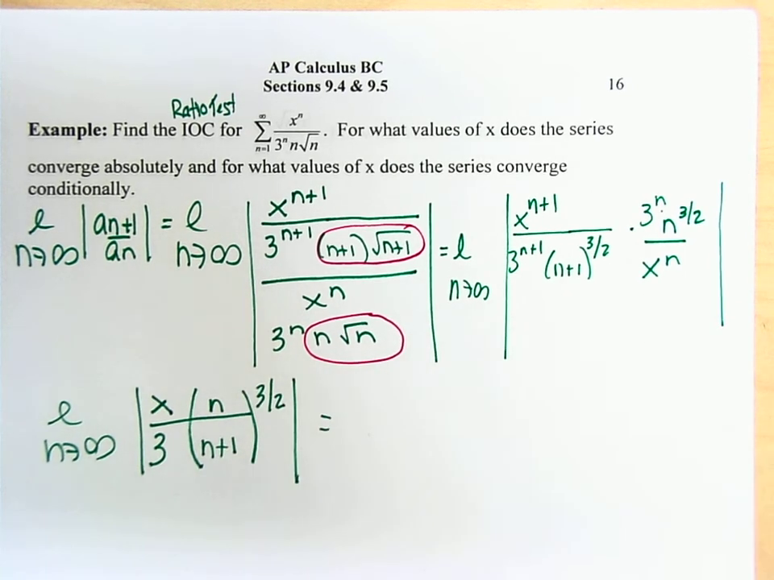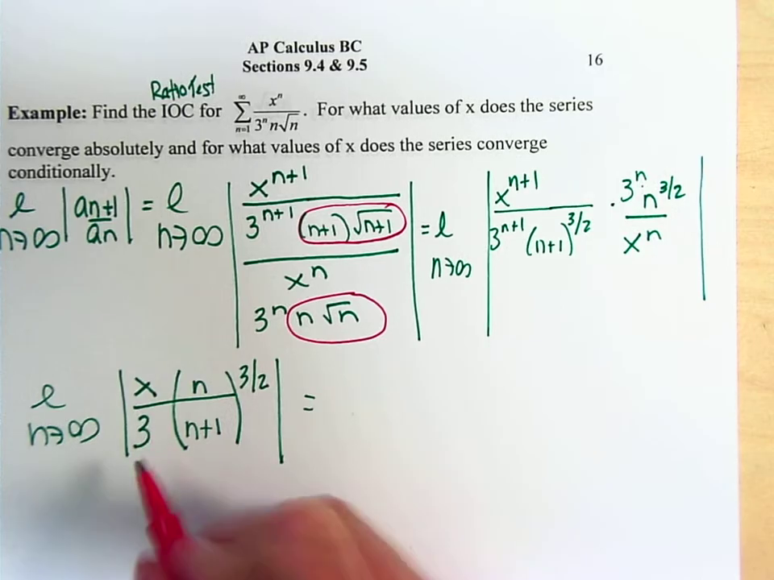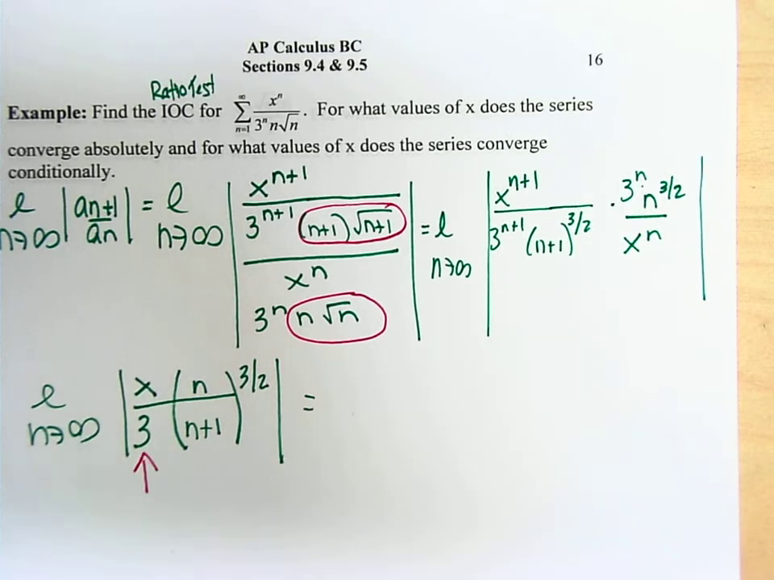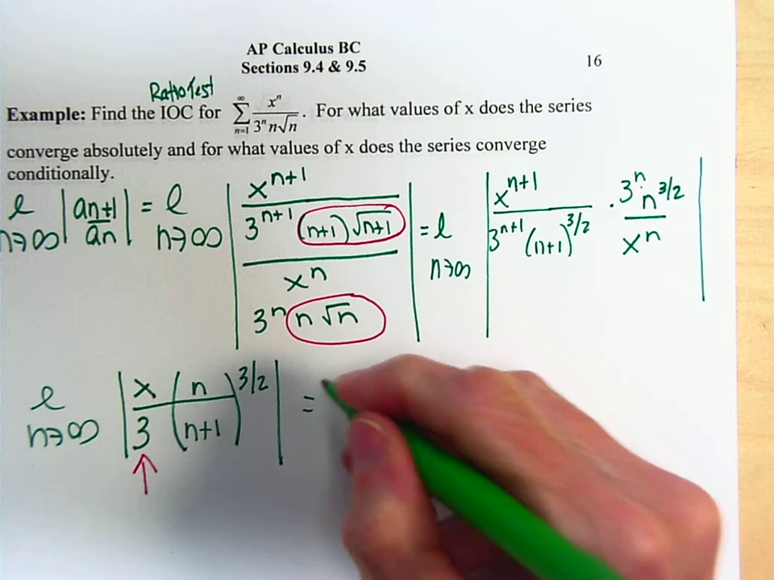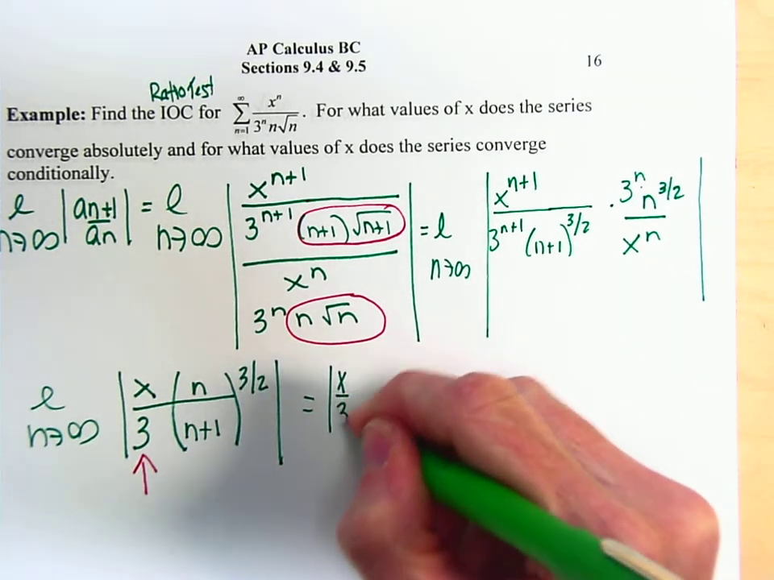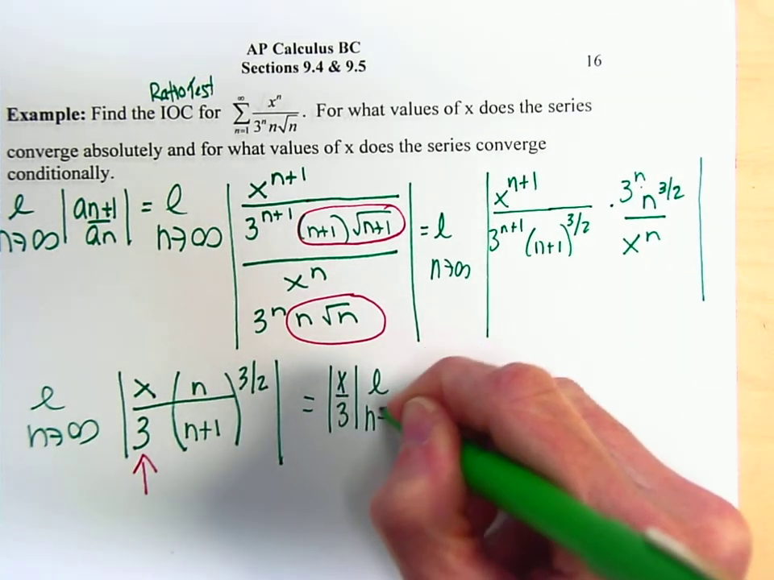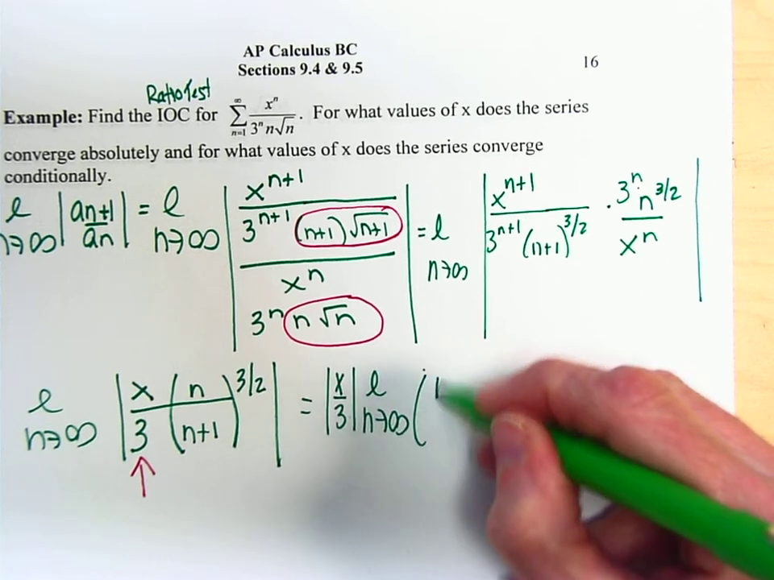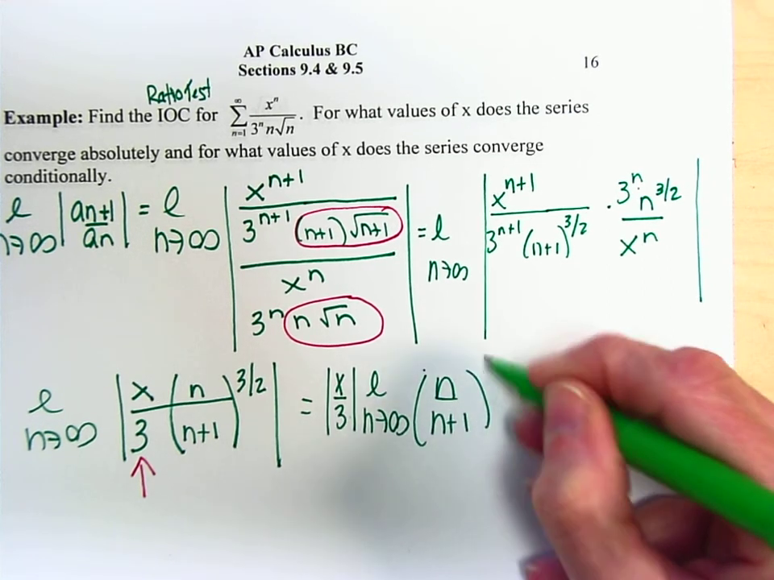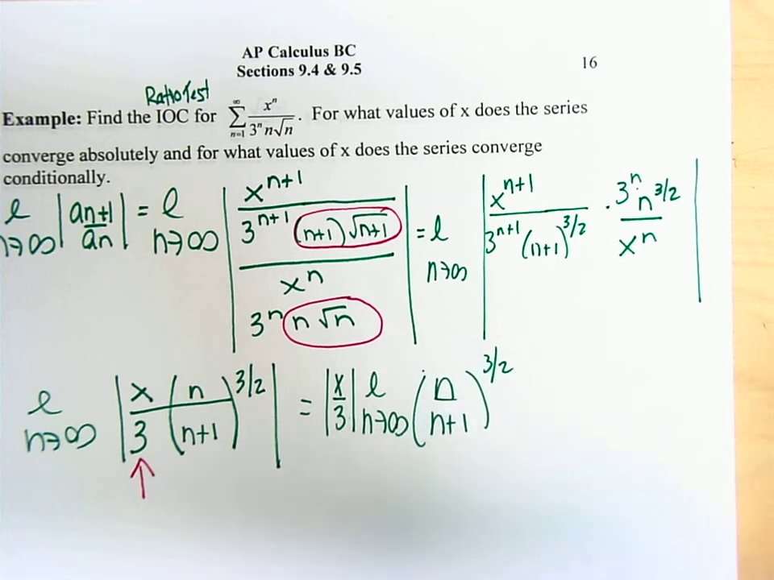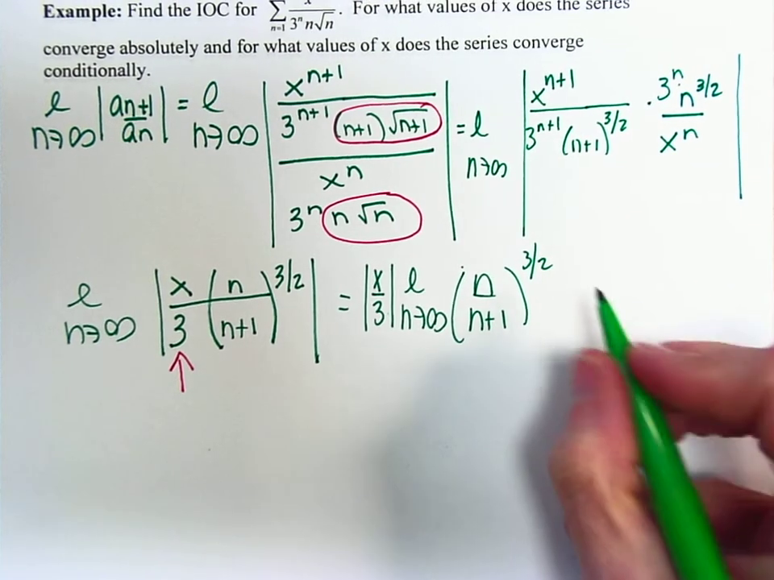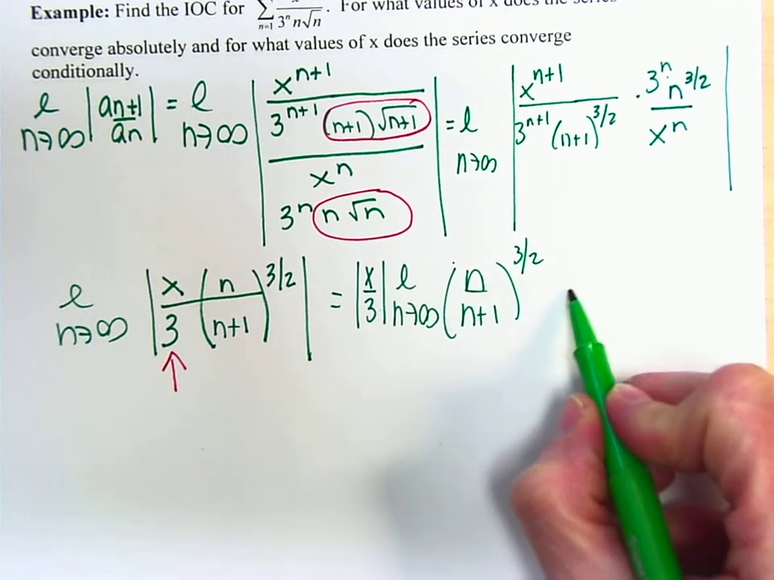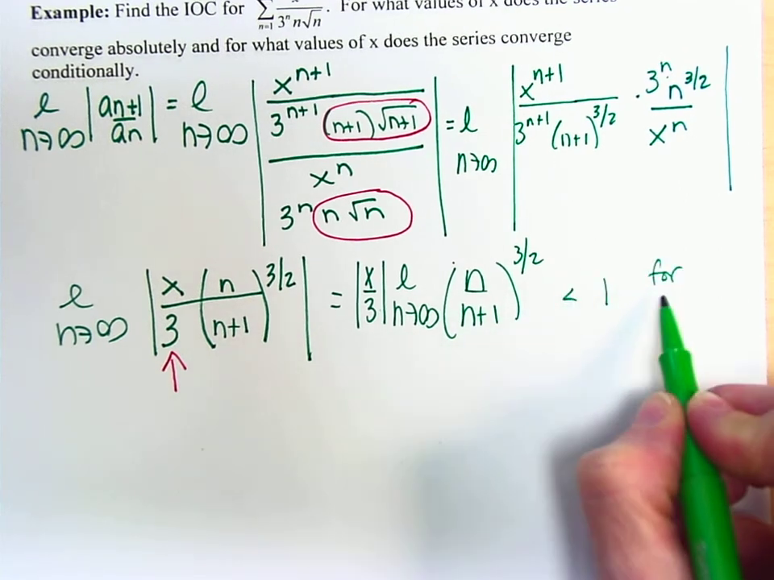So just like we said before, anything not involving n can be moved out front of the limit. So I'm going to rewrite this as the absolute value of x over 3 times the limit of n over n plus 1 to the 3/2. Now let's evaluate the limit, and remember that we want to force this to be less than 1 for convergence.